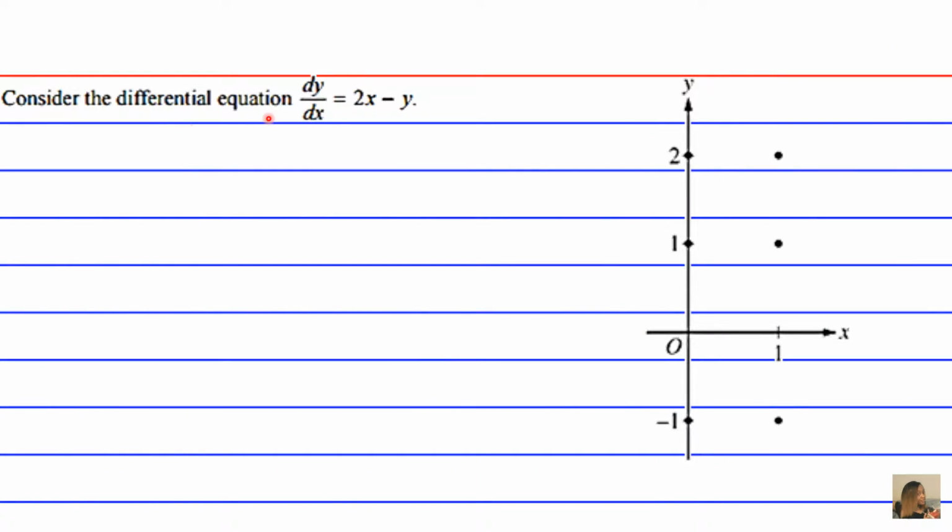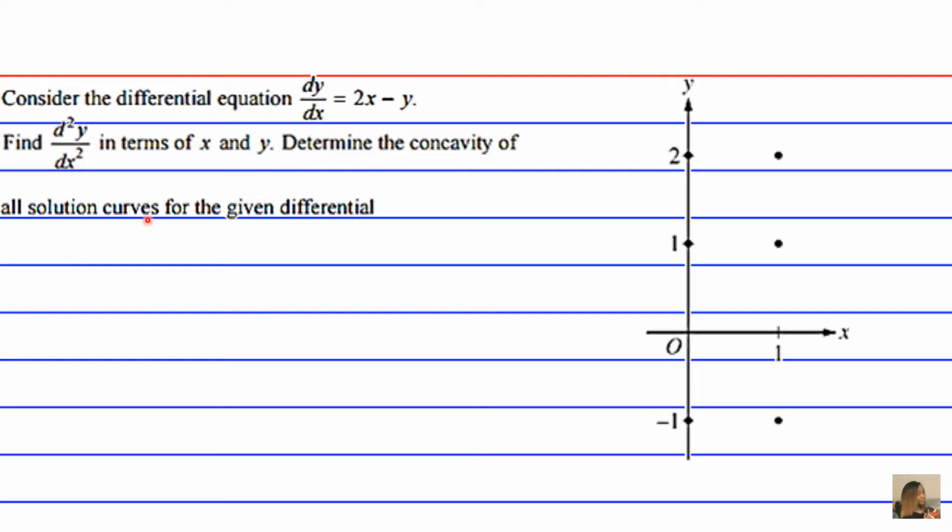Consider the differential equation dy/dx = 2x - y. Find d²y/dx², or I'm not sure how you say this, I just know it's the second derivative, in terms of x and y. Determine the concavity of all solution curves for the given differential equation in quadrant 2. If you expanded the x-axis towards the left, this would be quadrant 2. And give a reason for your answer.